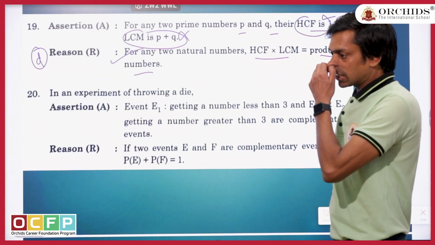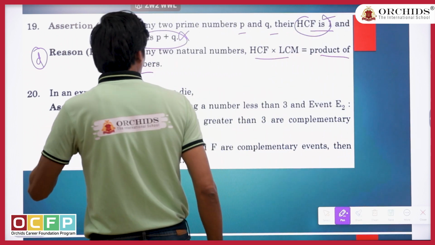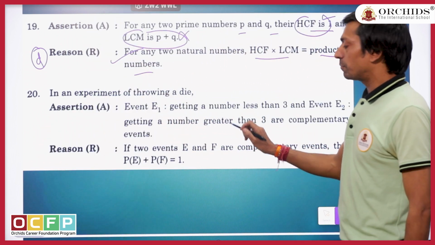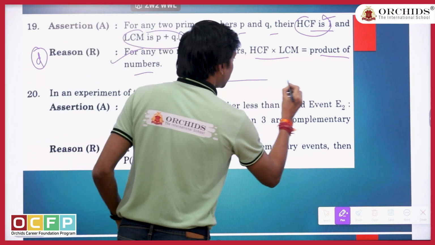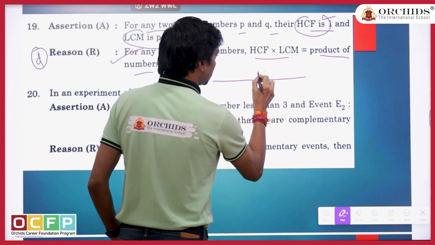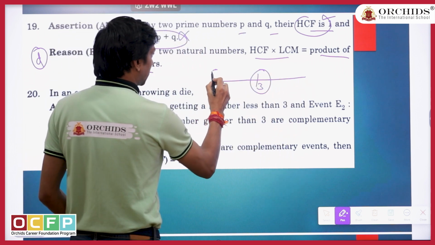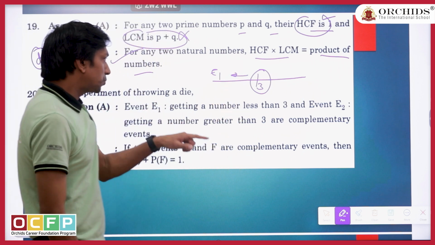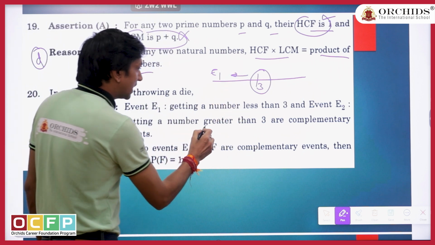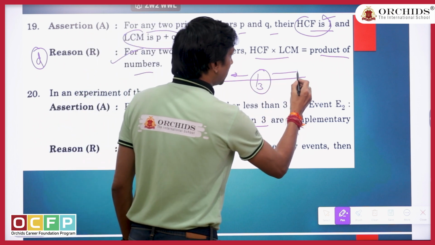Now the second question is slightly tricky. You have to read it very carefully. They are saying event number 1 is getting a number less than 3. So let's say this is our number line and this is number 3. Event 1 is any number which is less than 3 but not 3. Event 2, they are saying, is getting a number greater than 3 but not 3.